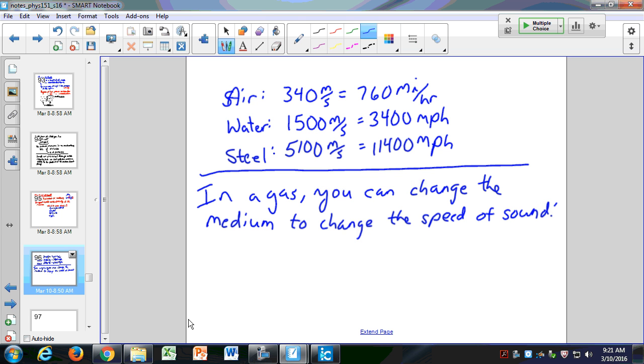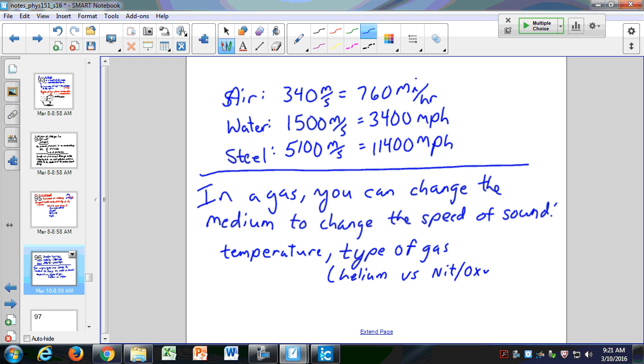Let's see, we had temperature. You can change the type of gas, like Mariah said. So for example, maybe helium versus nitrogen and oxygen. It'll travel faster in the helium gas than it will in the nitrogen-oxygen blend. So you can change the type of gas. You can also change the humidity, the pressure. So sound will travel at a greater speed at atmospheric pressure than it will, say, at some higher elevation where the pressure is not so great. All right, so you can change those physical properties of the gas to change the speed of sound in that gas. Go down from here.